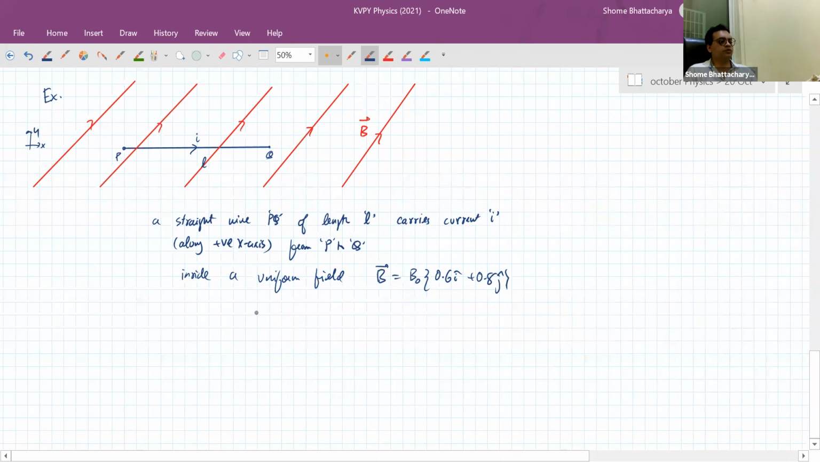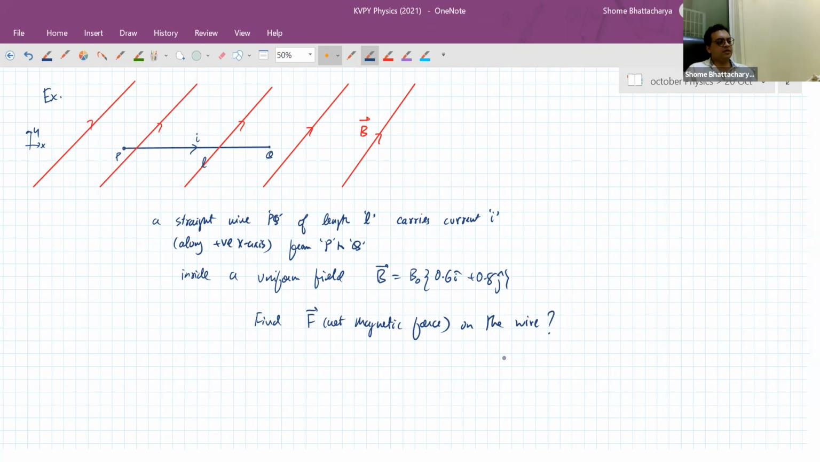So we want to find the net magnetic force on the wire. You have to give both the magnitude as well as the direction. So this is another type of likely question at KVPY level, a basic application of I dL cross B. So just give this a quick try, we'll discuss.